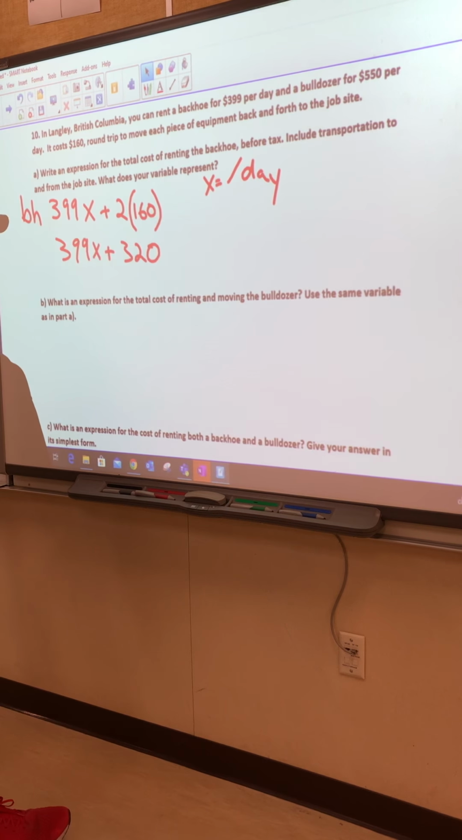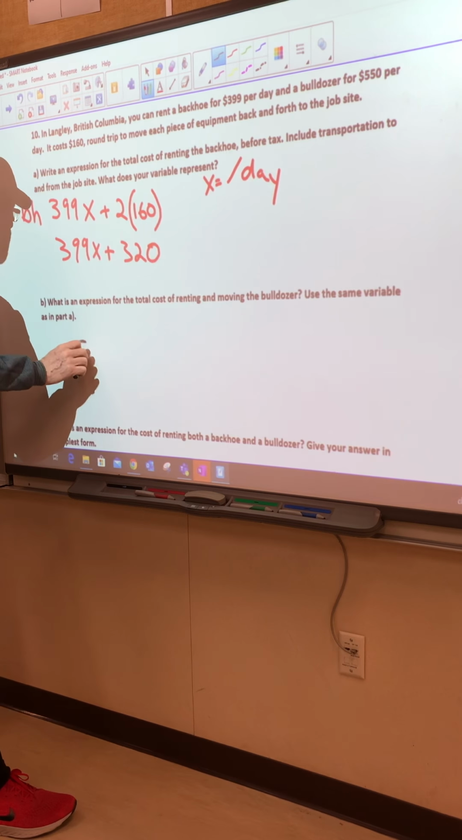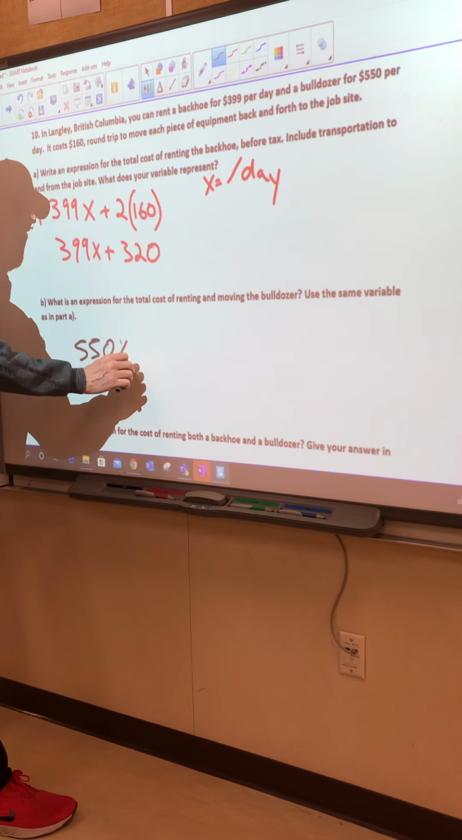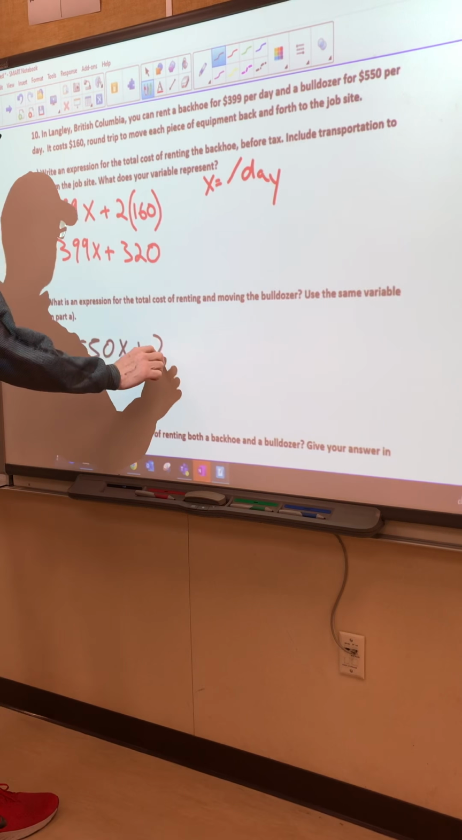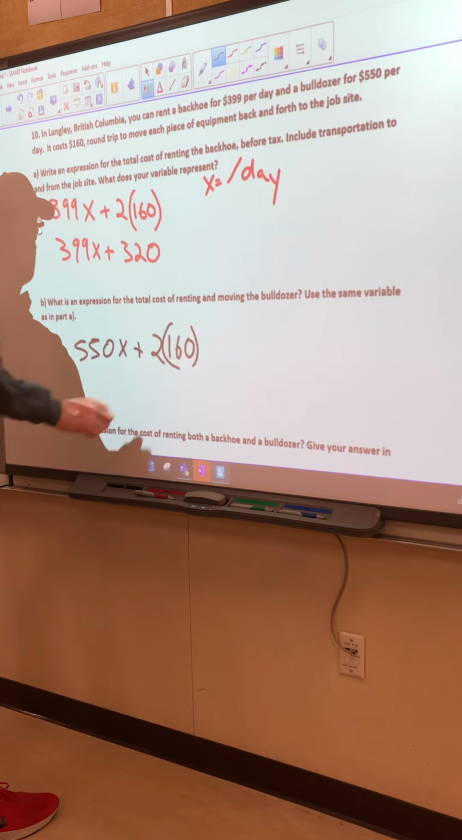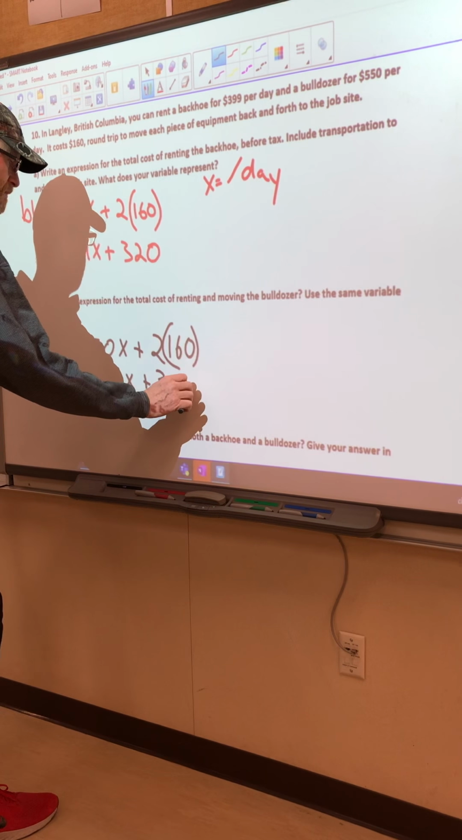What is an expression for the total cost of renting and moving a bulldozer? Same thing. 5.50 X plus 2 times 160. So it's 5.50x plus 320.